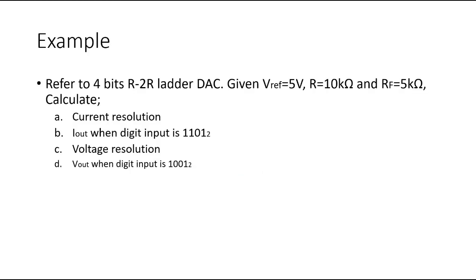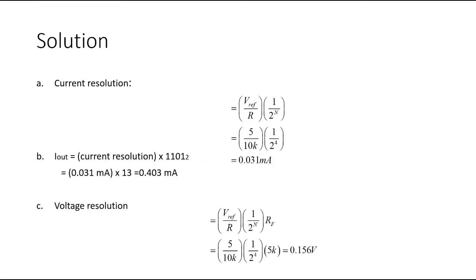Okay, now we go for the example. Okay, refer to the 4-bit R-2R ladder DAC. V reference equal to 5 volts, R equal to 10 kilo ohms, and RF equal to 5 kilo ohms. Now calculate the current resolution. Okay, current resolution kita dah tahu sebelum ni adalah V reference divided by R multiply 1 over 2 power of N. So because number of bit kita 4, so kita calculate and then kita akan dapat 0.031 milliampere.